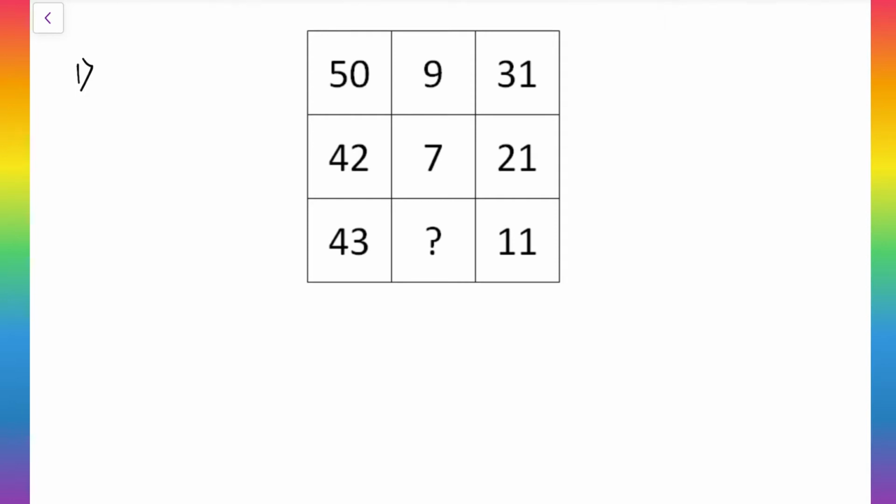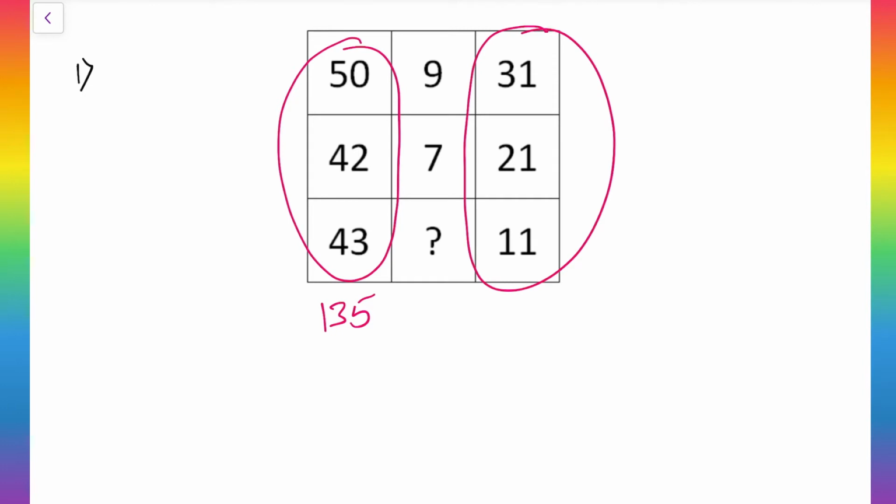So now if we observe this: 50, 9, 31, 42, 7, 21, 43, question mark, 11. Here only 9 is a perfect square, and all the remaining numbers are not squares at all. So I am not getting any logic here. What I will do is add the columns. Adding the first column, it becomes 135. The same way I add the third column, it is 63. The first column addition and third column addition are completely different, so this logic is waste.